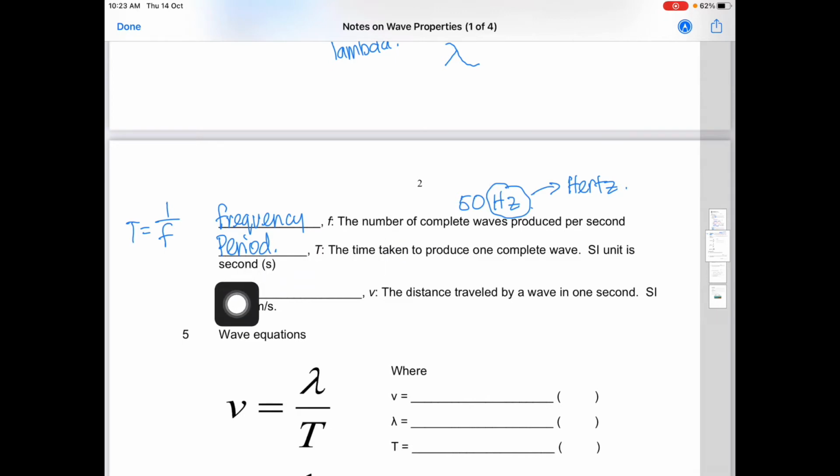And finally, we need to talk about the velocity. The speed of the wave, the wave velocity. Remember, it is the distance traveled by a wave in 1 second. The wave velocity unit, meters per second, is exactly as in chapter 2 when we studied speed and velocity, except that now we are talking about how fast a wave travels. The distance traveled by a wave in 1 second.